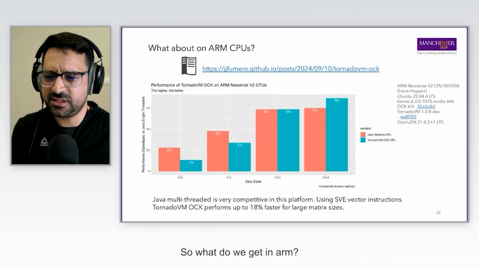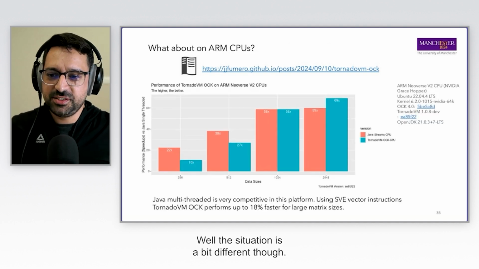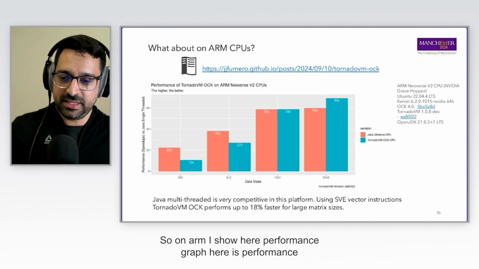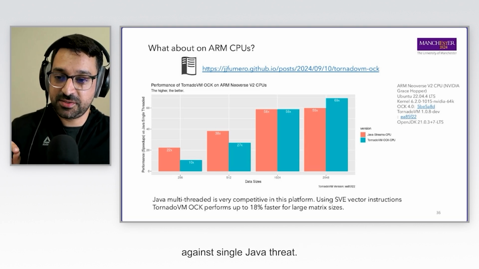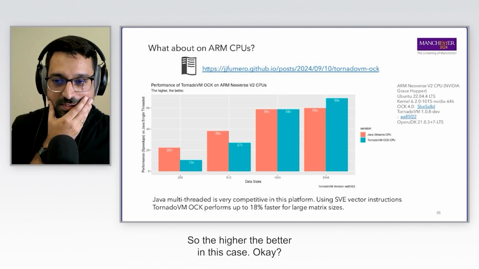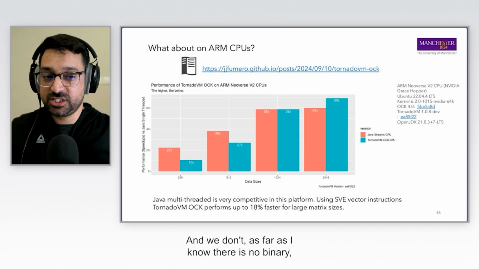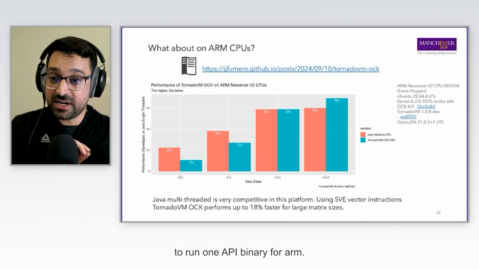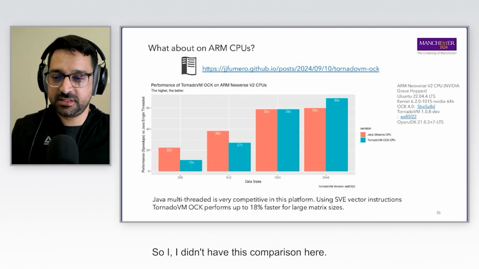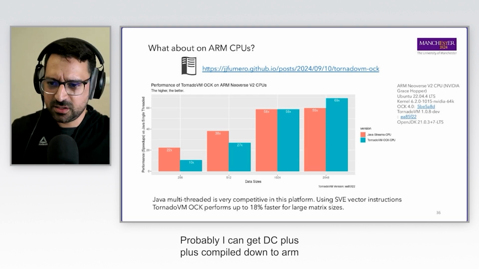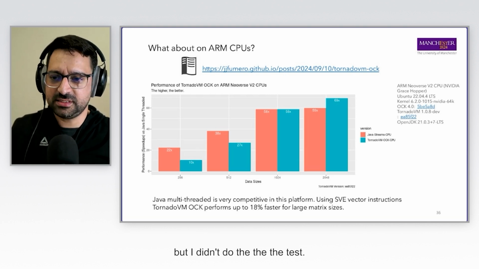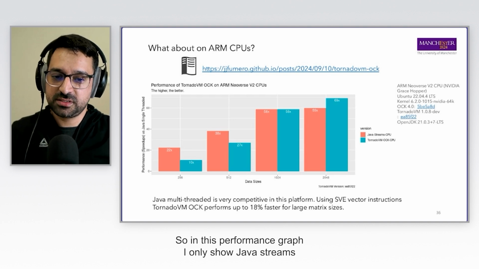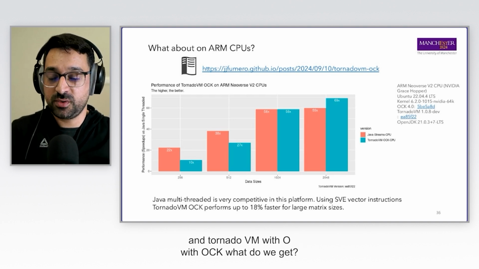So what do we get in ARM? Well, the situation is a bit different though. On ARM, I show here a performance graph. Here is performance against a single Java thread, so the higher, the better in this case, okay? And as far as I know, there is no binary to run oneAPI for ARM, correct me if I'm wrong. So I didn't have this comparison here. Probably I can get the C++ compiled down to ARM, but I didn't do the test. So in this performance graph, I only show Java streams and TornadoVM with OCK.